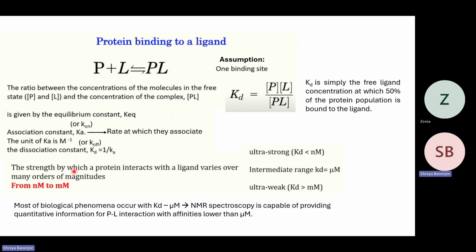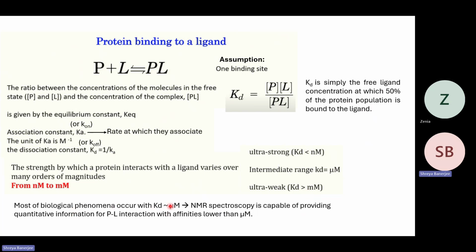The strength by which a protein interacts with a ligand can vary over various orders of magnitude. The ultra strong binding is where the Kd is less than nanomolar. The intermediate range of binding is when Kd is in the micromolar range. And the ultra weak binding is when Kd is greater than millimolar. So these are different ranges of binding. It can range from nanomolar or less than nanomolar to even greater than millimolar.